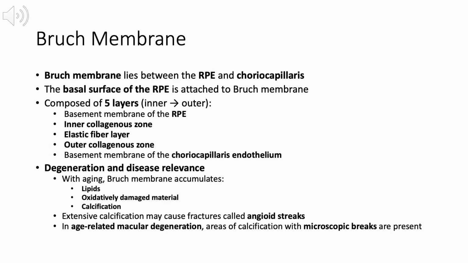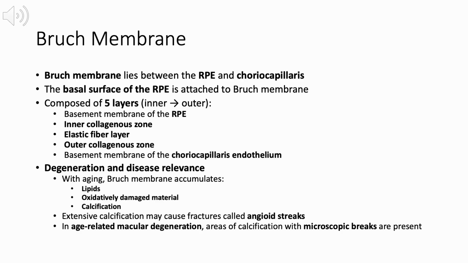Next, we will discuss Bruch membrane. Bruch membrane lies between the RPE and the choriocapillaris. The basal surface of the RPE is directly attached to Bruch membrane, forming a critical interface between the retina and the choroidal circulation. Structurally, Bruch membrane is composed of 5 distinct layers arranged from inner to outer. These include the basement membrane of the RPE, the inner collagenous zone, the elastic fiber layer, the outer collagenous zone, and the basement membrane of the choriocapillaris endothelium. Together, these layers provide both structural support and a regulated pathway for metabolic exchange.